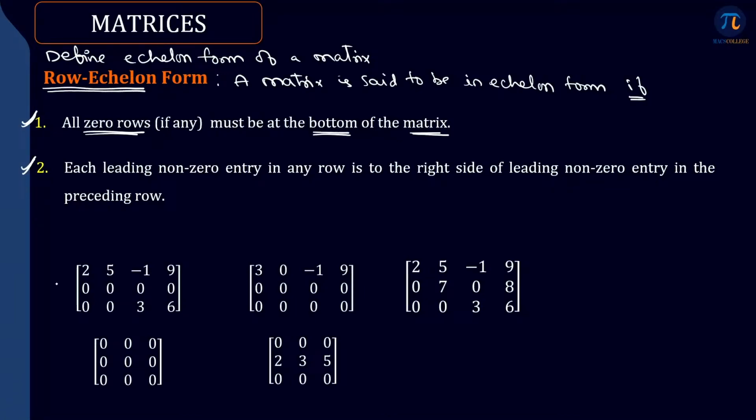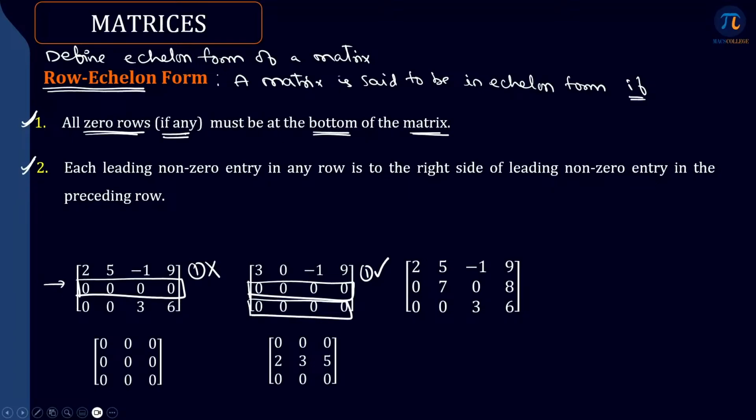Let us check. In the first matrix, you see this is a zero row, but it is not at the bottom of the matrix. So, first condition failed. Now, here this is a zero row, this is a zero row. So, zero rows are at the bottom of the matrix. Therefore, first condition satisfied. If you see the third matrix, there is no zero row. If there is no zero row, no problem. If zero row is there, it should be at the bottom of the matrix. So, trivially, first condition is satisfied. Now, in this, all are zero rows. So, obviously, they are at the bottom.